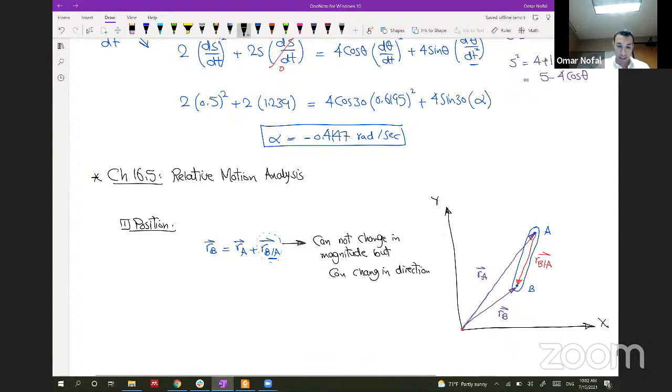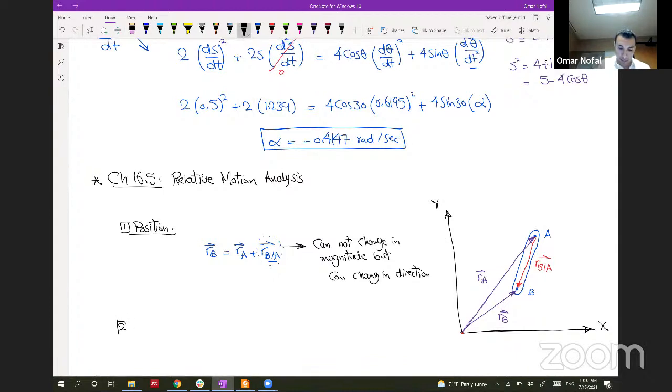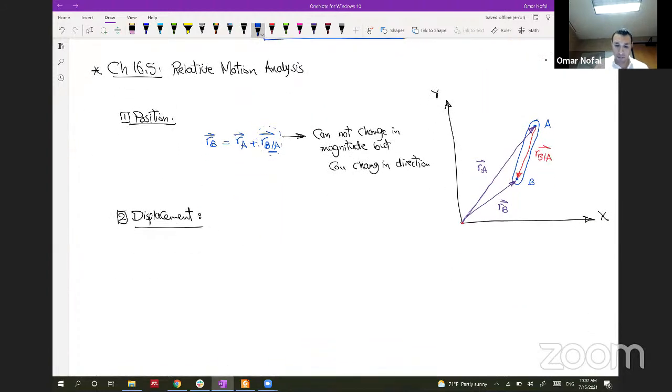Let's study next the displacement, and it will be general displacement. Let's have this body out here like this, and this body moved like that.